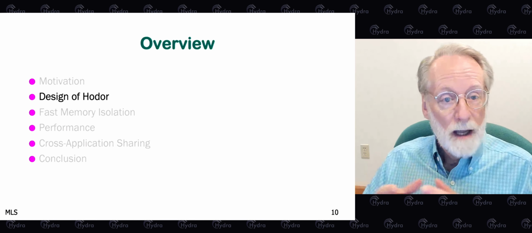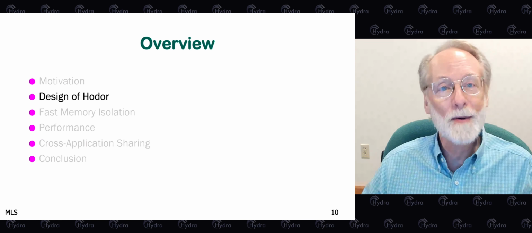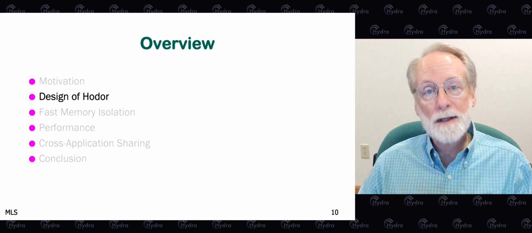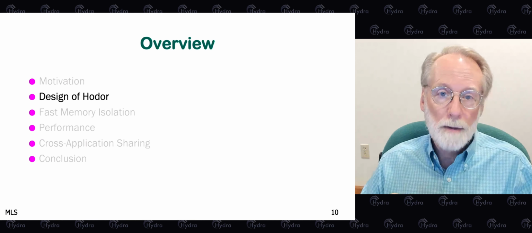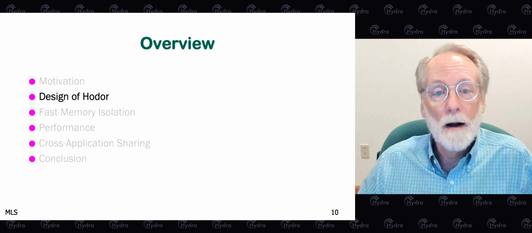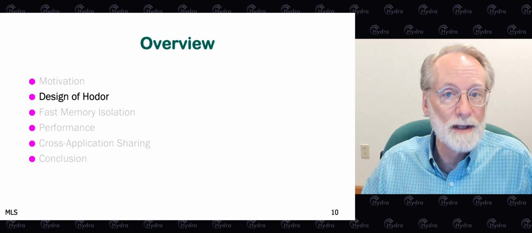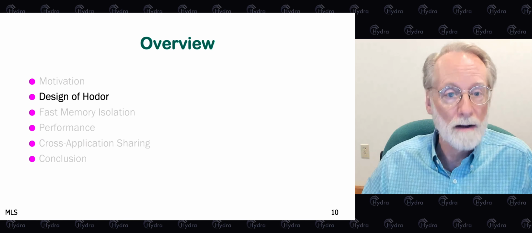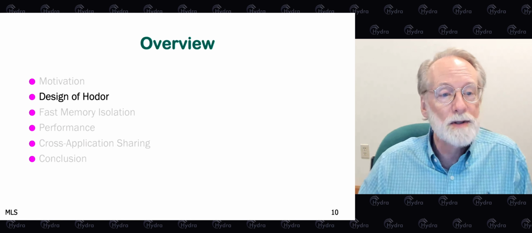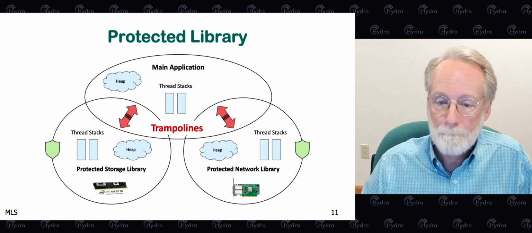So in this talk, I would like to describe a system we've been building that we call Hodor. The name comes from the Game of Thrones TV show, if you're familiar with that. It's designed to provide library operating systems with the ability to talk to multiple applications so that they can enforce global policy. And I'll describe first the main architecture of Hodor, then how we implement the memory protection that's needed in order to enforce policy in the library without applications being able to undermine it. I'll present some performance results, and then I'll talk more about sharing across applications before concluding.